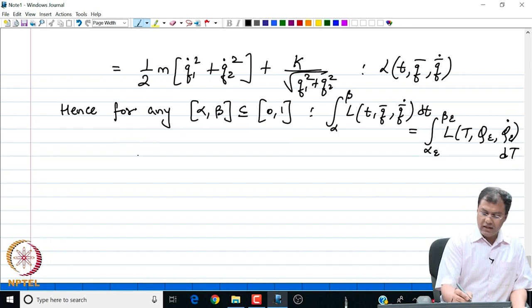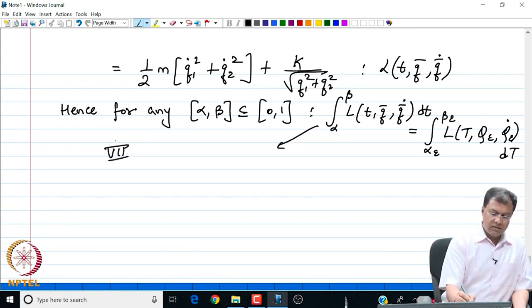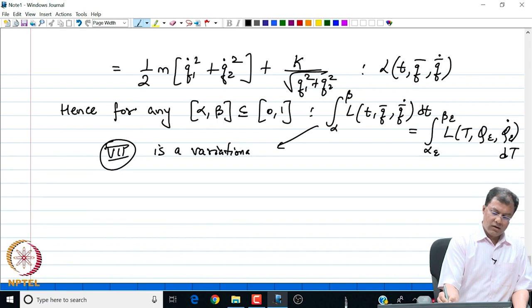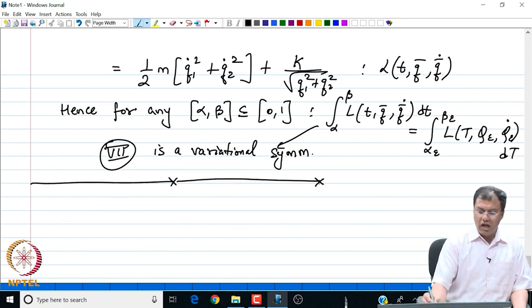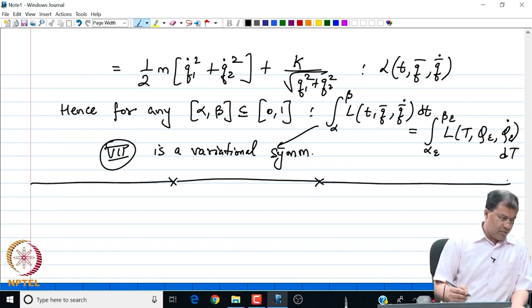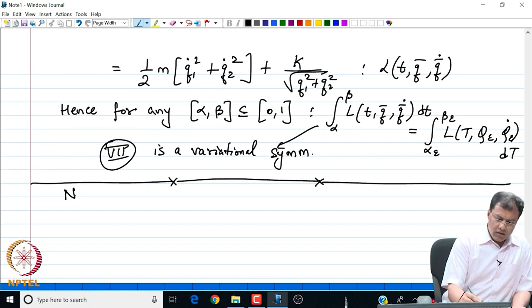So what have we got? We have shown this, or the result is that our relation 7 is a variational symmetry. Okay, so that is what we have seen. We are almost at a point where we are ready to describe Noether's theorem, but there is one more concept that I want to introduce at this point.